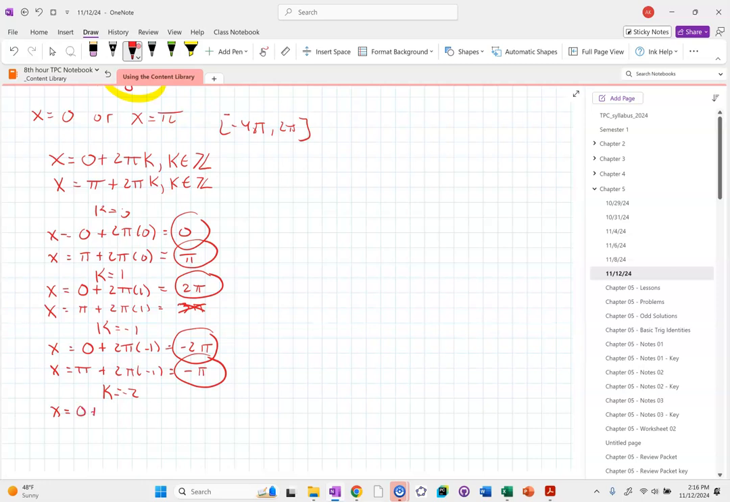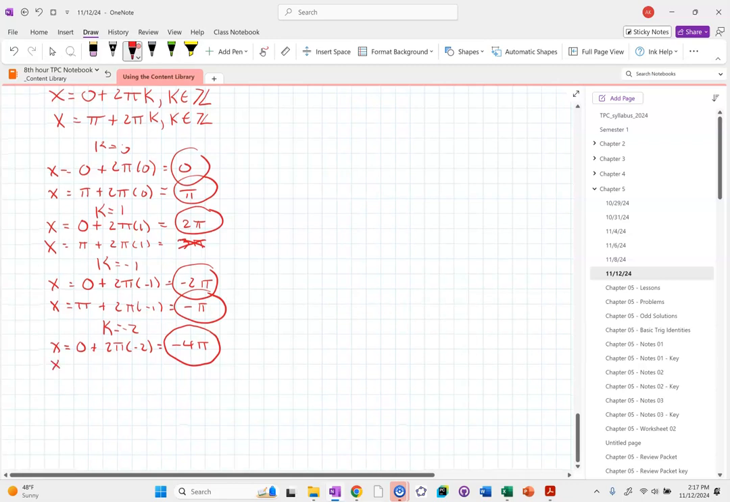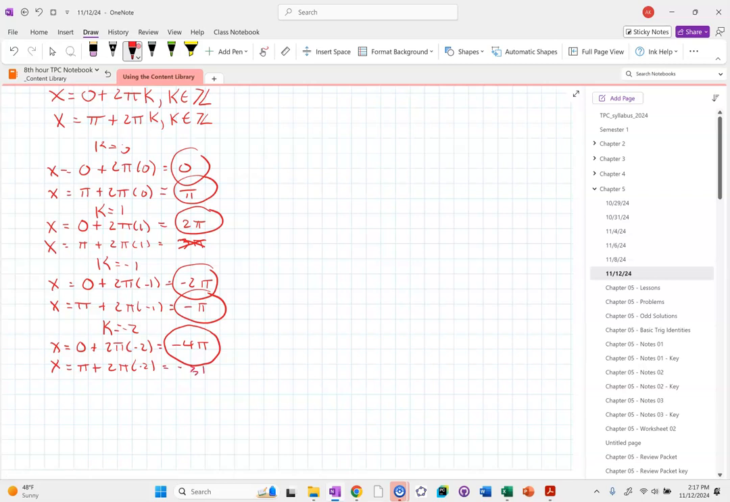So negative 2 for k. So that's going to be negative 4 pi. That's right on the border, right? Is that a keeper, though? Yes. Why is it a keeper? Because of the bracket. And then I still need to do the other one for k equals negative 2. So that's going to give me negative 3.